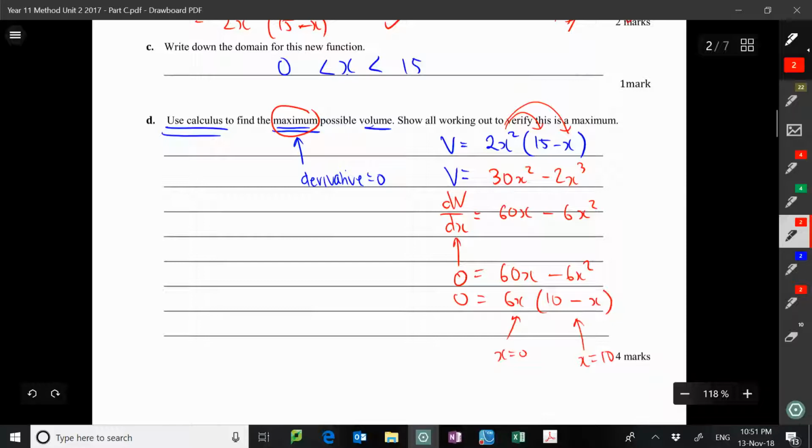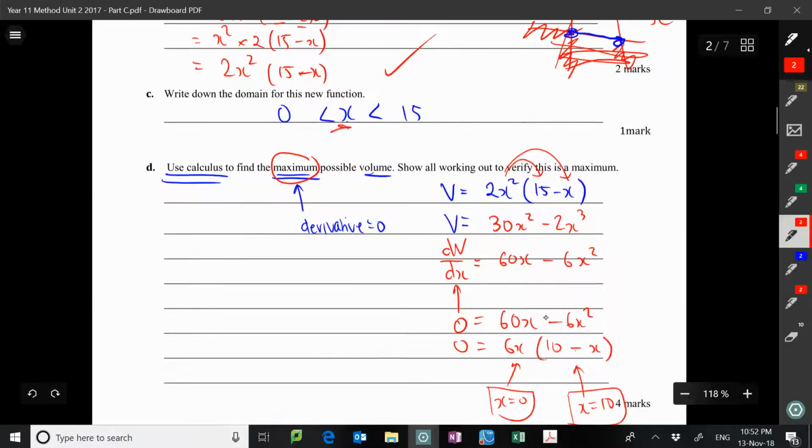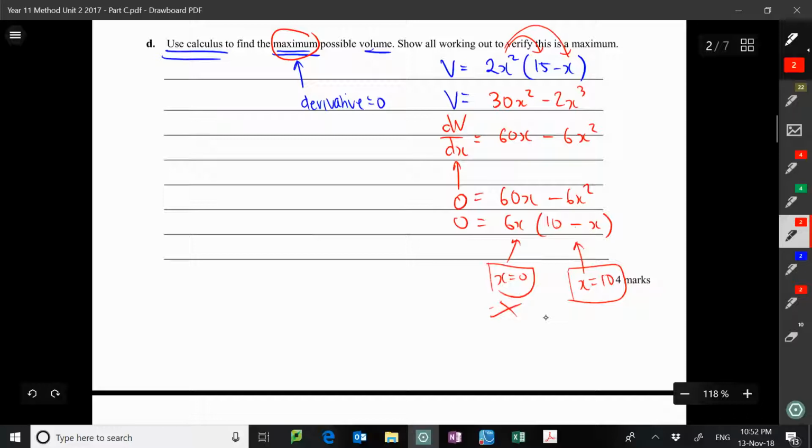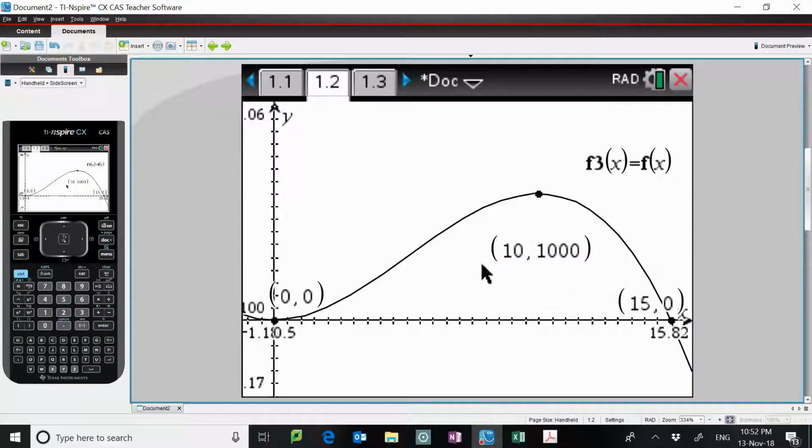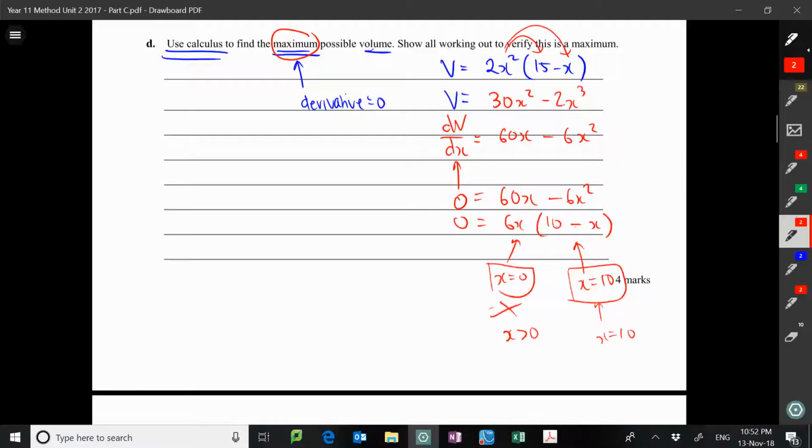So using null factor law there, 6 times something, so that thing could be 0 and the whole thing will equal 0, or 10 minus 10 gives you 0 as well. Okay, so x equals 0 or x equals 10. Now we know from before x can't be 0, since x is greater than 0. Then that means x has to equal 10. Okay, which is true because that's what I figured out over here. Remember with the CAS, x was equal to 10. So therefore this must be the answer.